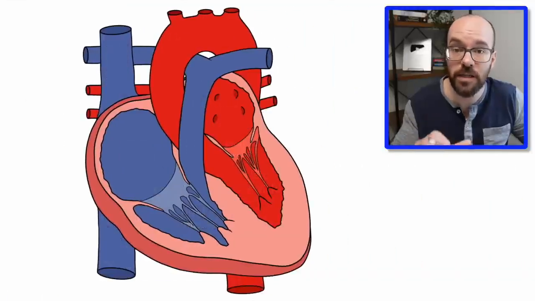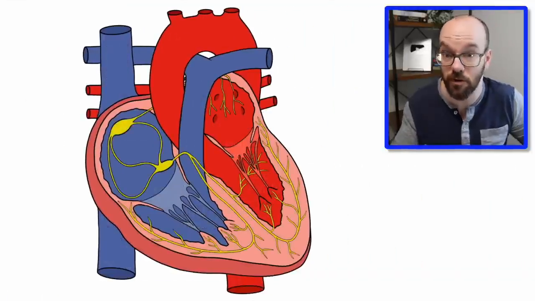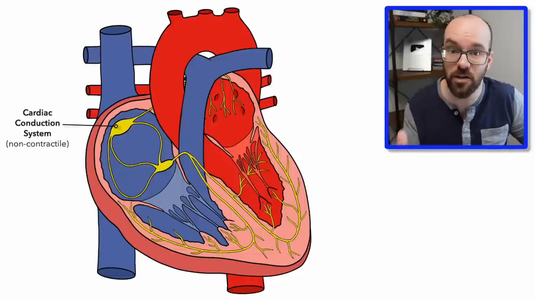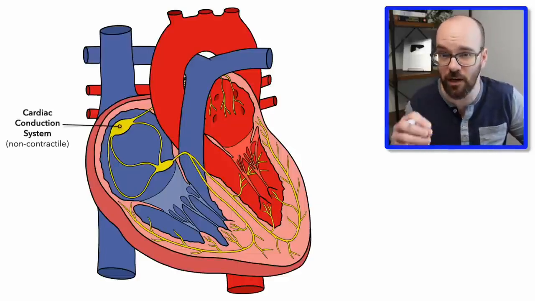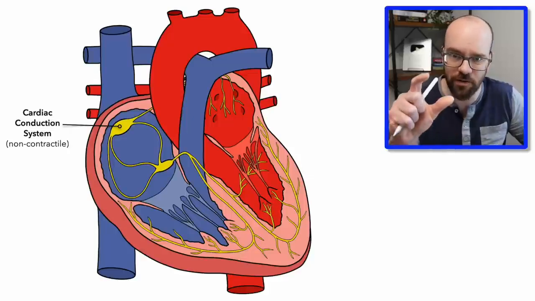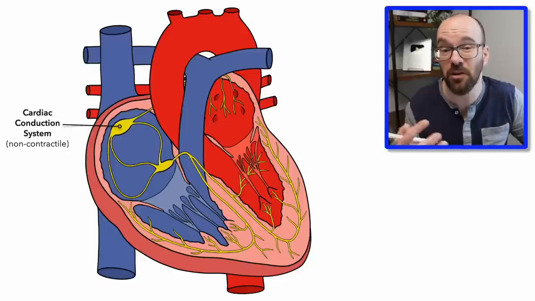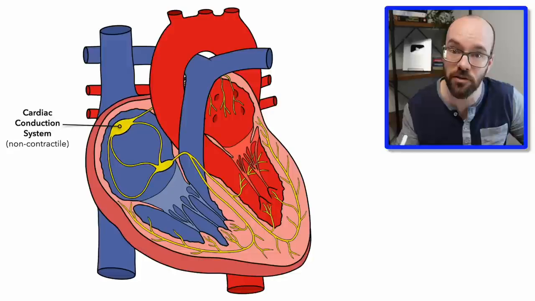Now in the heart, there's three different types of tissue that we're concerned about in this video. First, we have the cardiac conduction system itself. That's going to be in yellow on this diagram, and that's non-contractile cardiac tissue. In other words, these aren't muscle cells that are contracting. They're going to be more like nervous tissue that's going to be conducting signals throughout the heart.